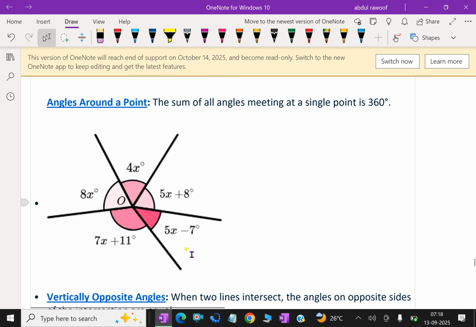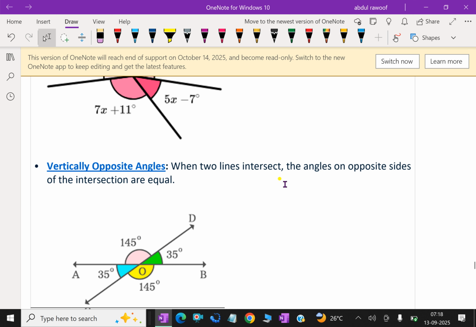Angles around a point. Look at here, this point is O, and a lot of angles are formed, each angle having some measurement: 4x, 8x, 7x plus 1. This means we have to find the value of x by using that all together is equal to 360, and find each angle. These are the angles around a point. We can make many, countless angles around a point.